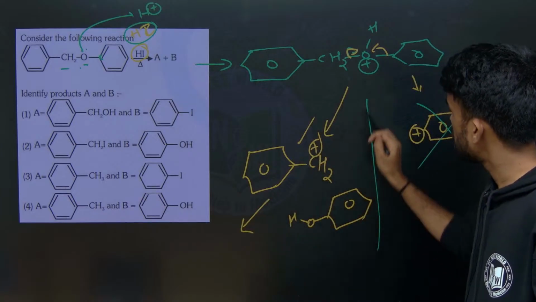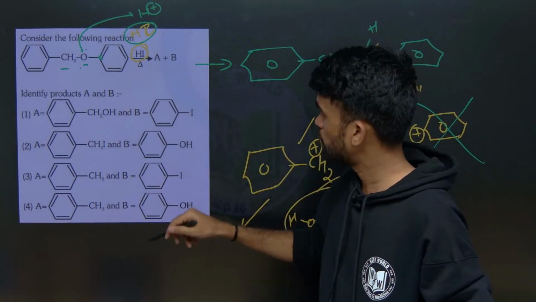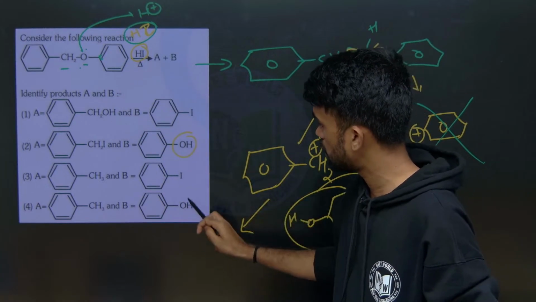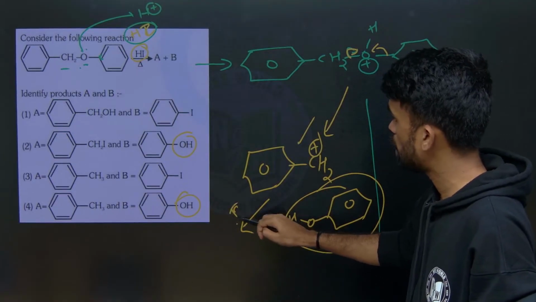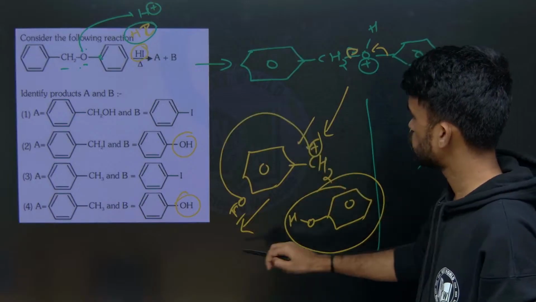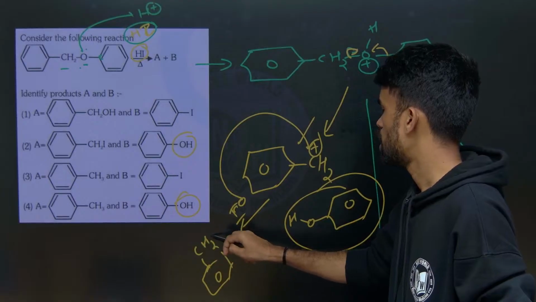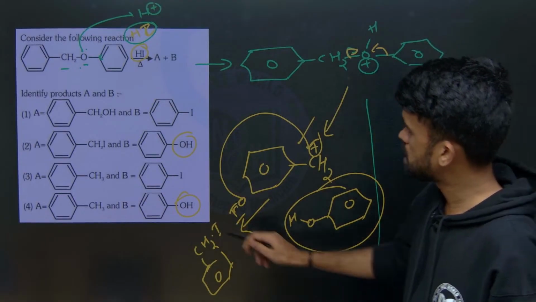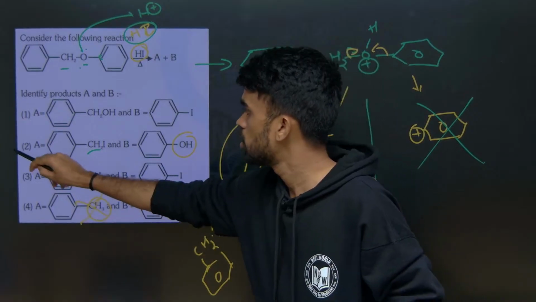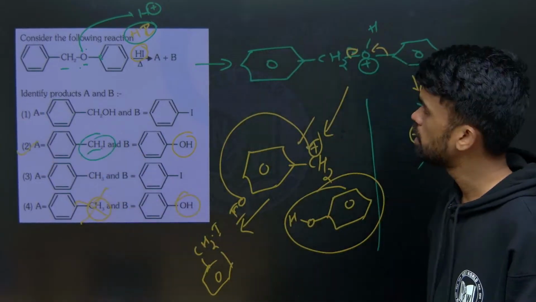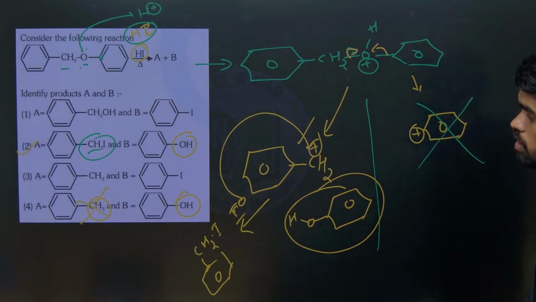And the remaining part will be phenol. So the product from this side will be phenol. So phenol is there here and here. What is the remaining part? To this carbocation, the iodide ion should be added. So therefore we will be getting benzyl iodide like this. Okay, so benzyl iodide, it is given as methyl group. This is not correct. So option 2 with benzyl iodide, which is from the nucleophilic substitution reactions of ethers.